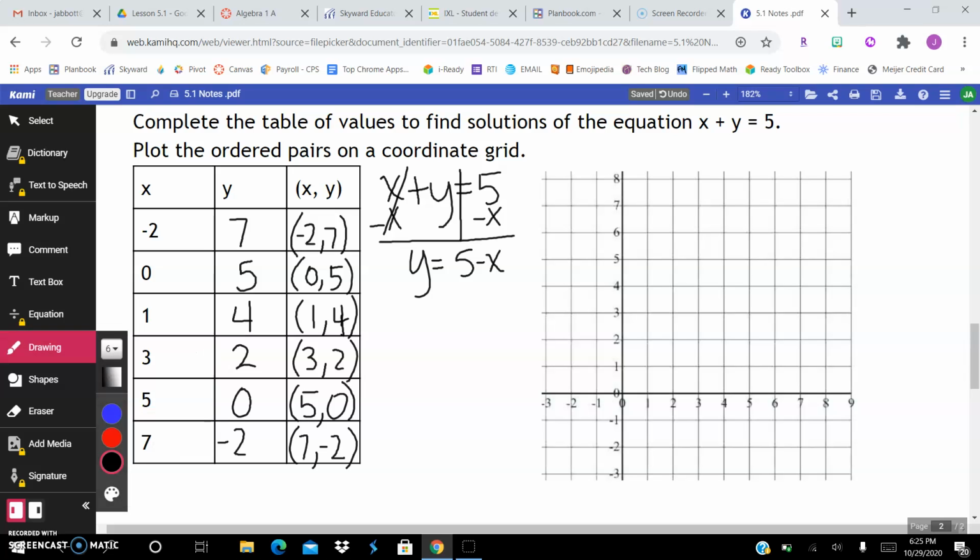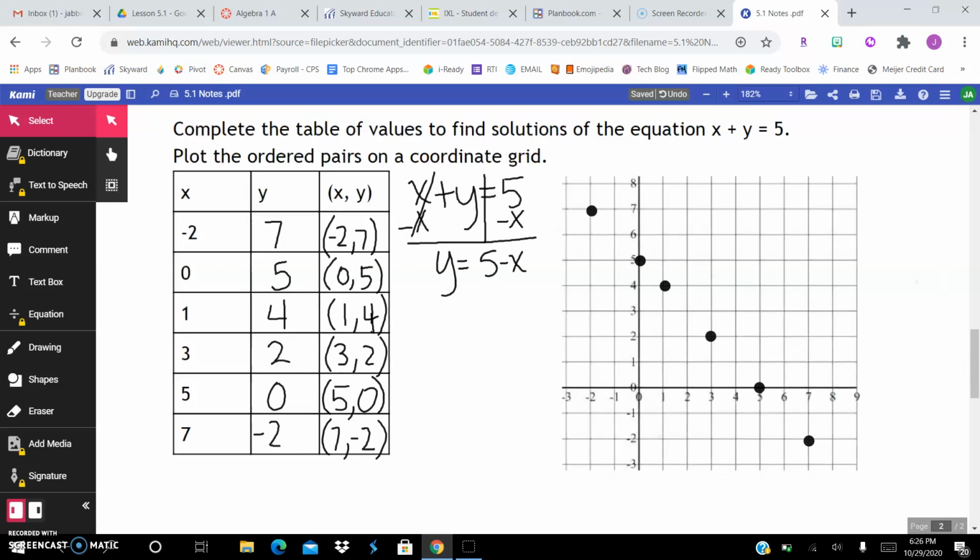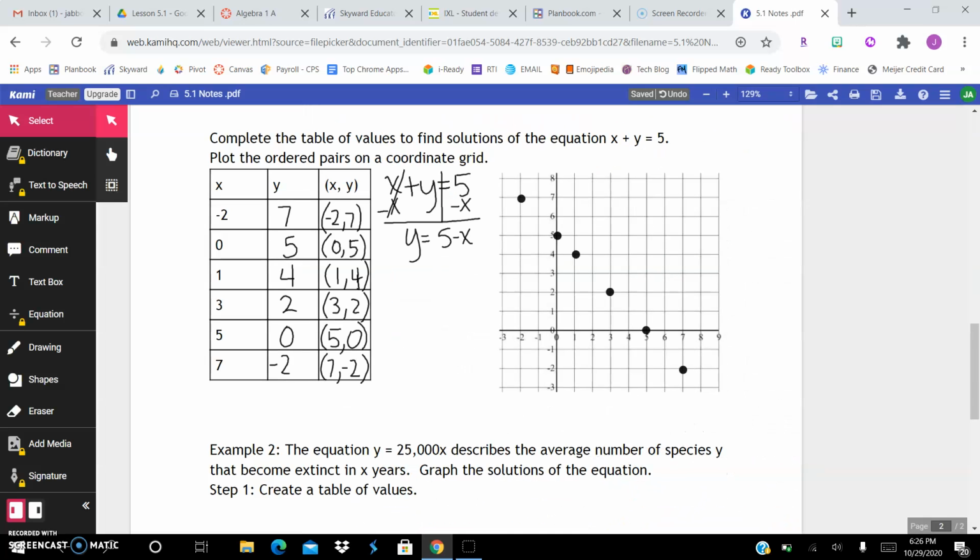So on our ordered pair, remember crawl, climb. So for the first one, we're going to crawl to -2 and climb to 7. And then we're going to crawl to 0 and climb to 5. Then we're going to crawl to 1 and climb 4. And then we're going to crawl to 3 and climb 2. And then we're going to crawl to 5 and climb 0. And crawl to 7 and climb -2. And we have our straight line.